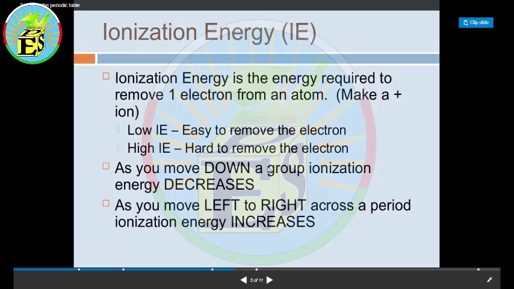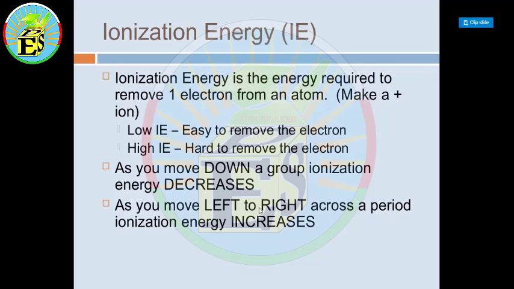As you move from top to bottom, ionization energy decreases. As you move from left to right across the period, ionization energy will increase. So today we studied two trends of the elements present in the periodic table. We will continue with the rest in the next lecture.